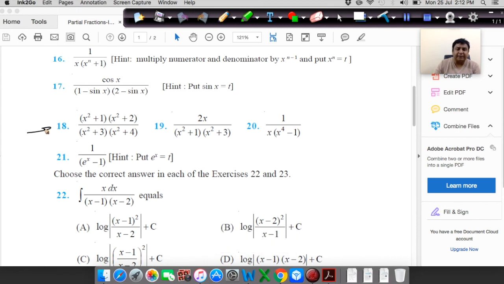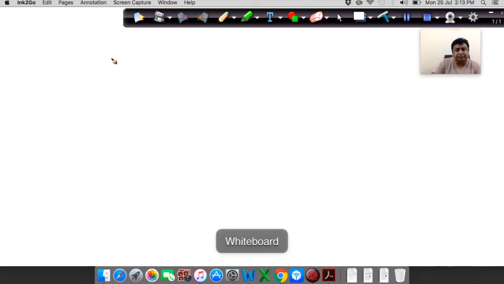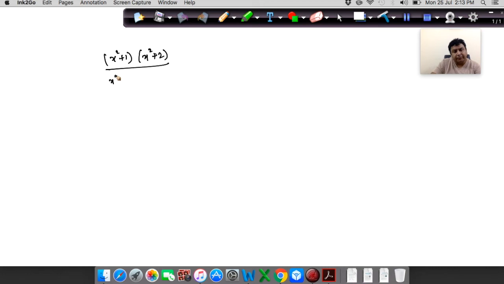Question number 18. Again, the most important sum of this exercise. Besides that, here cos x upon 1 minus, they've already given it, so it's easy. So come back to 18th only. In the 18th sum, we have x square plus 1, x square plus 2, x square plus 3, x square plus 4 to be integrated.